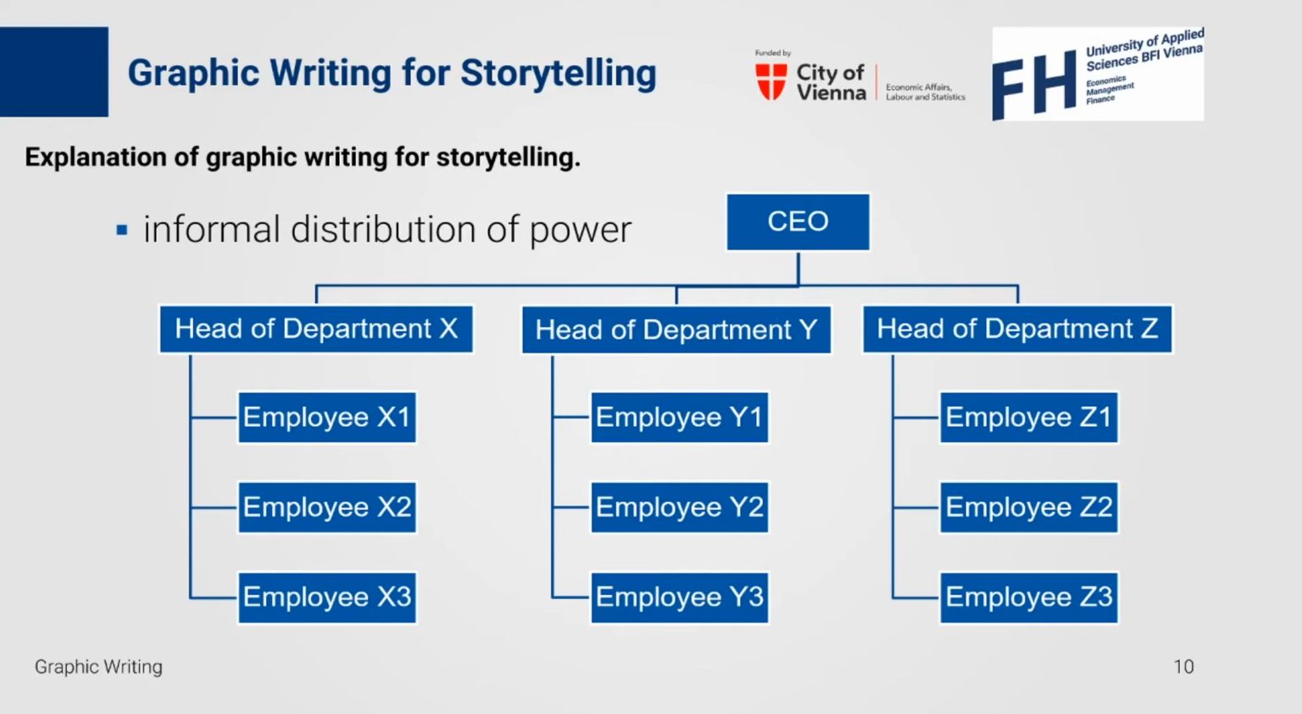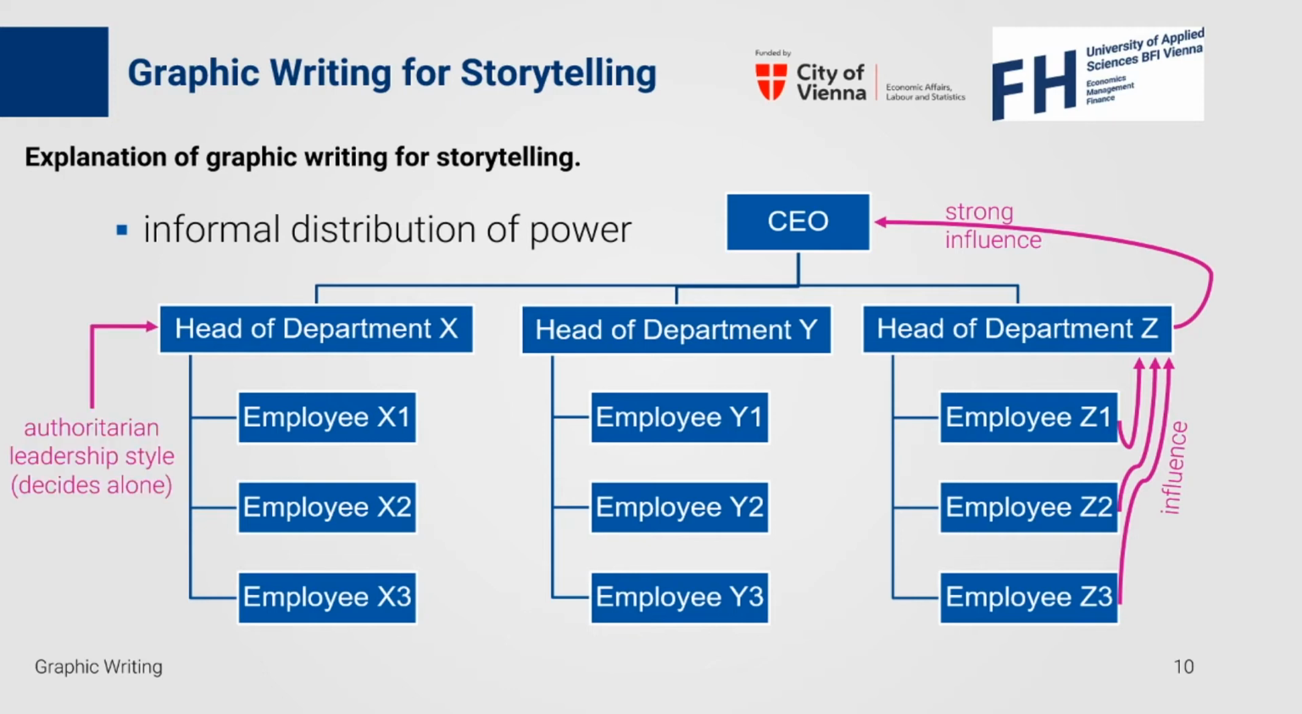So you have the formal structure, the hierarchical structure, and then you have some informal distribution of power, which is always connected to social connection. So there could, for example, be a strong influence of the head of department Z to the CEO. There could, for example, be a strong influence of the employees of the head of department Z to the head of department. There could be an authoritarian leadership style of the head of department X.